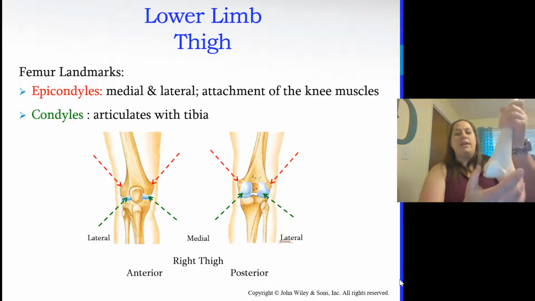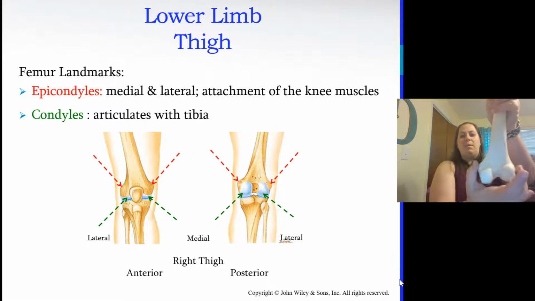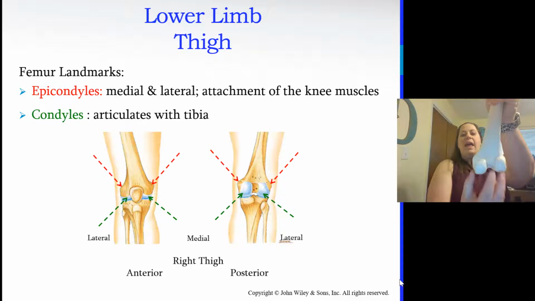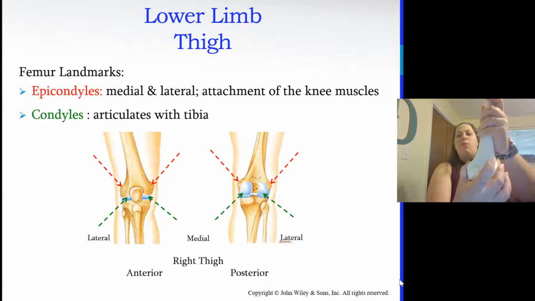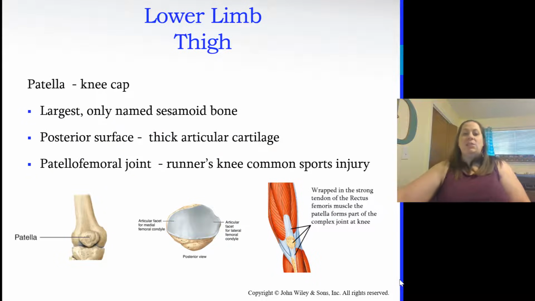So the epicondyles are over here on this side. You can see them a little bit better right here. They're on the side, and then you have the condyles located here. Now these are going to articulate with the tibia, and these epicondyles are going to allow for attachment of the knee muscles themselves. Now the patella is known as the kneecap.